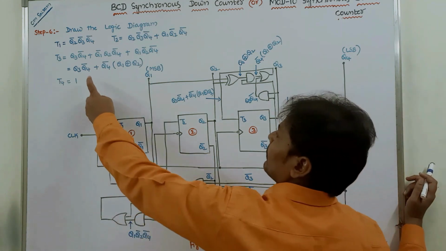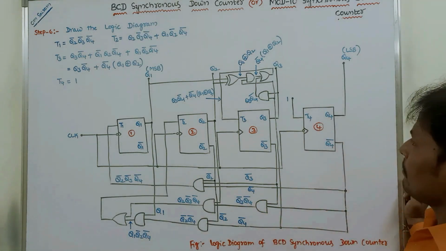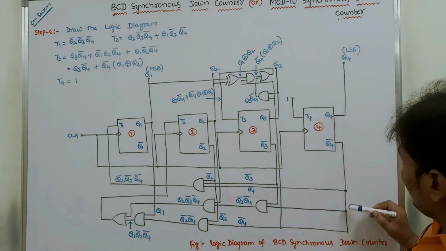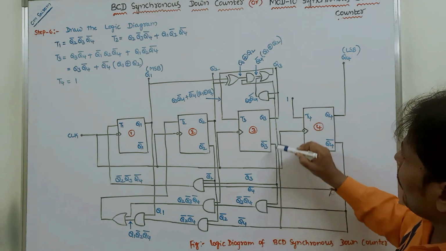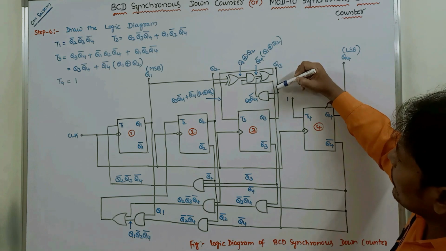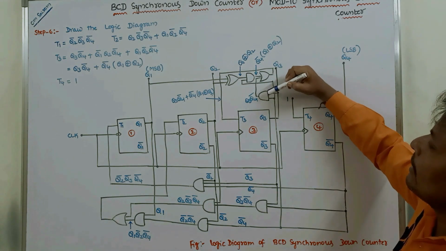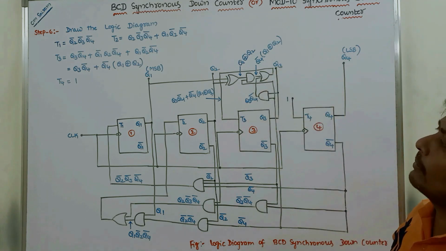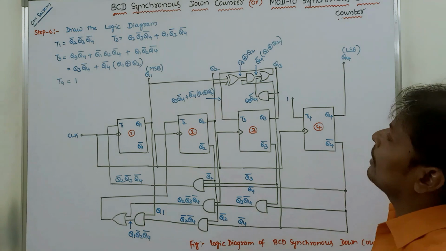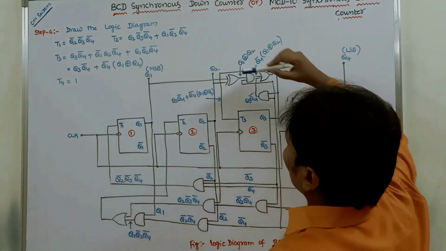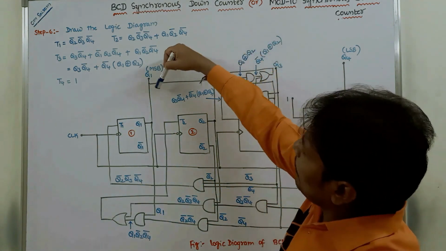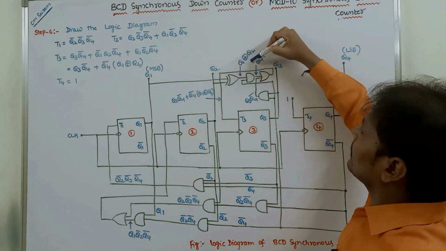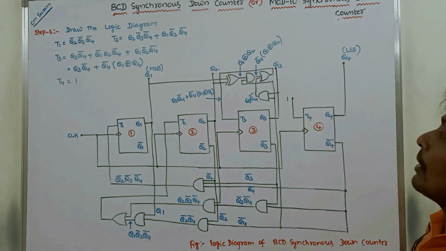First I am taking Q3 and Q4 bar. Here this is the Q3 line and this is the Q4 bar line, which can be applied to a two input AND gate. We are getting Q3 and Q4 bar. Next is Q1 exclusive OR Q2. Here I am taking Q1, here I am taking Q2. That can be applied to a two input exclusive OR gate. Then we are getting Q1 exclusive OR Q2.